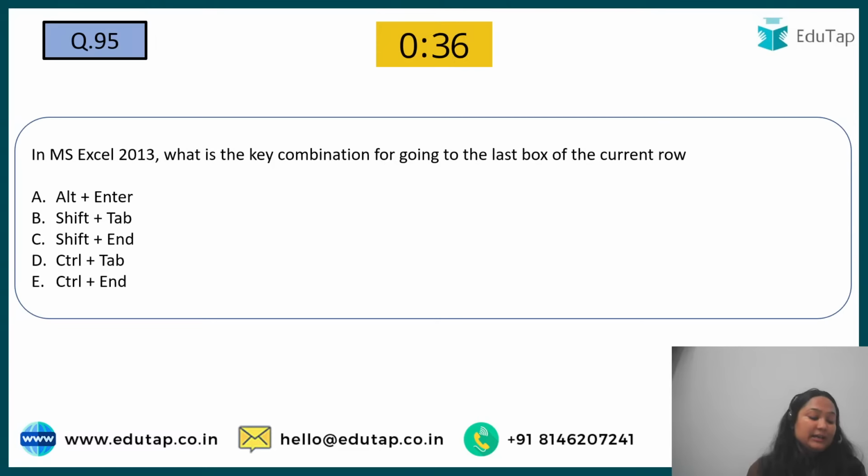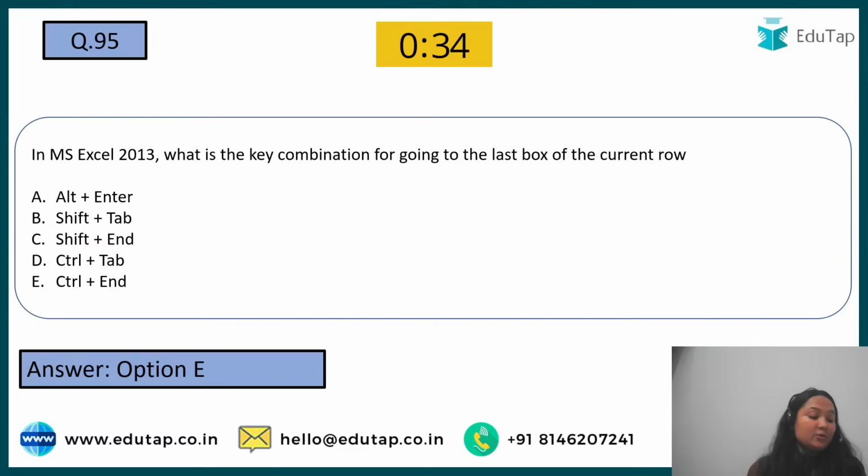Okay, the correct answer will be option number E, Control and the End key. Why would the answer be Shift Tab? Control End will be the answer. That is why I told you, if you go Control Home, it is the first, and Control End, the last. So you will have to see this. The correct answer will be option number E, Control End.